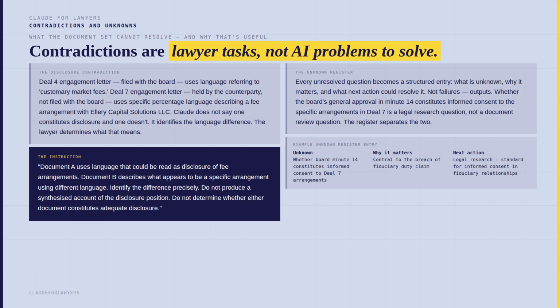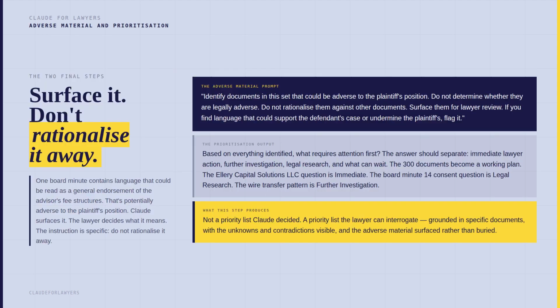Unknowns are outputs, not failures. The lawyer who knows what they don't know is in a better position than the lawyer who has a summary that papers over the gaps. Two final steps before the working brief.